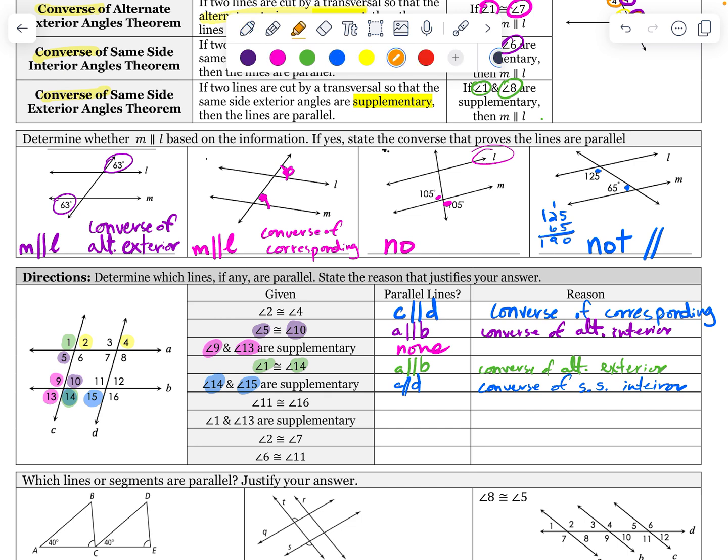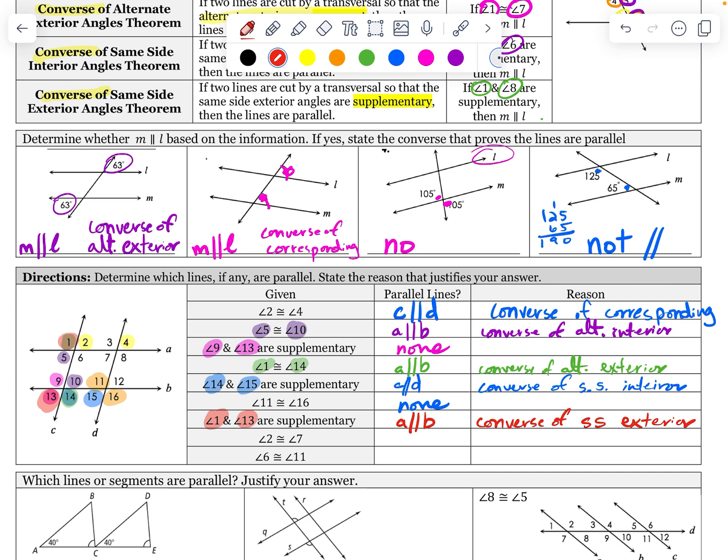Alrighty, choose a different color. 11 and 16 are vertical angles. That doesn't help me any. 1 and 13 being supplementary. I'm redoing my colors, y'all, sorry. So let's see, let's choose a red. 1 and 13 are supplementary. So that's same side exterior of A and B. Converse of same side exterior.